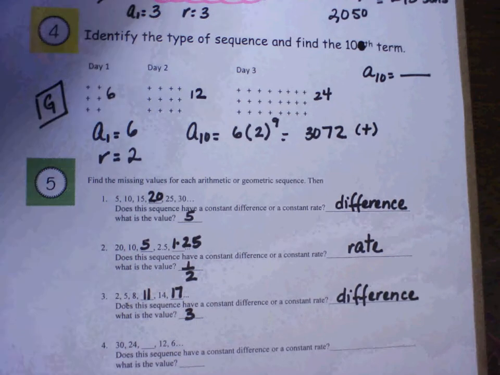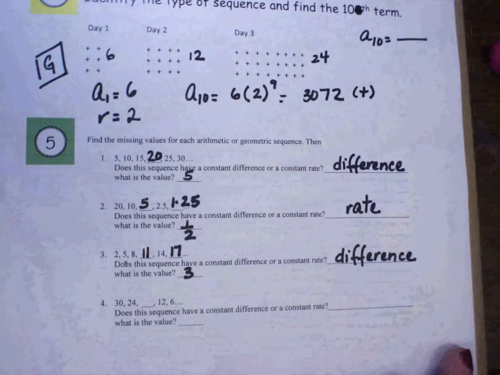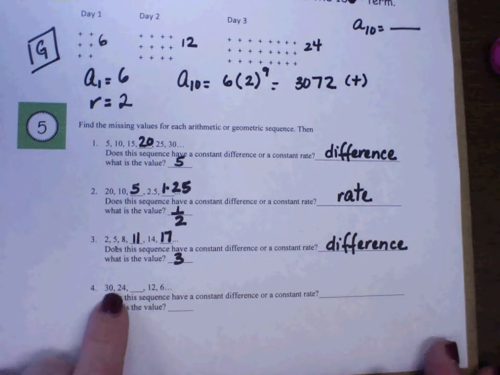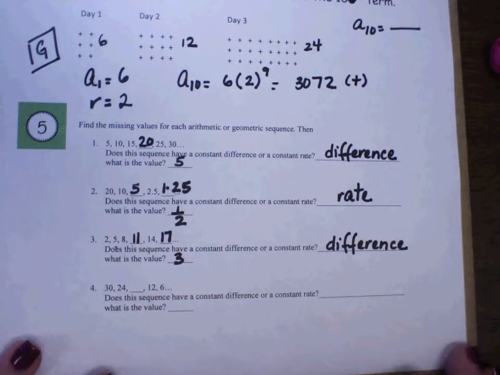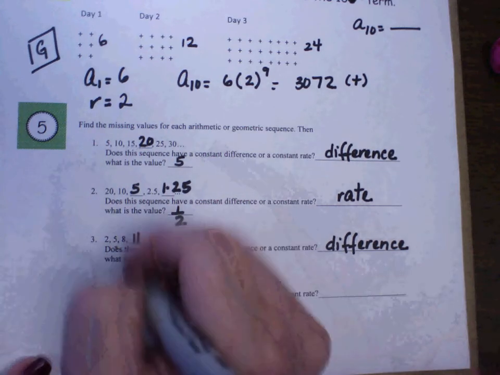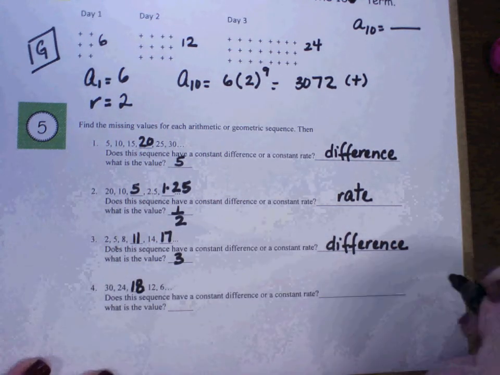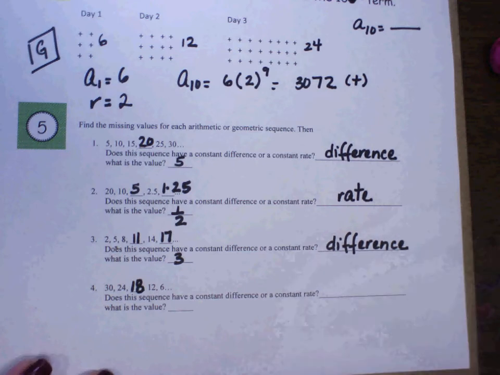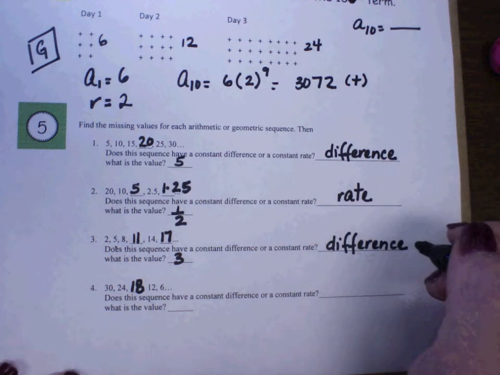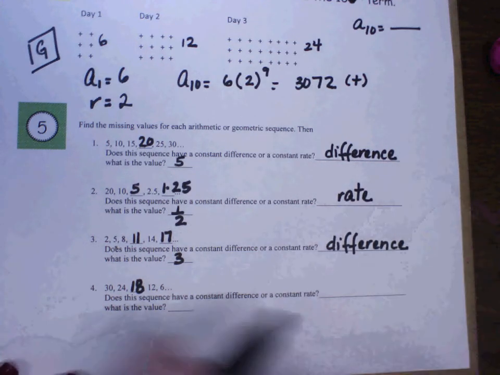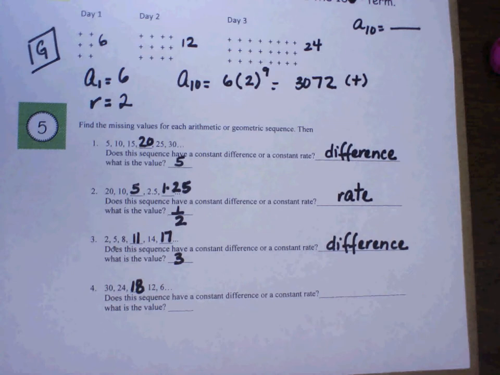All right, next one. 30, 24. What did you say? 18. Very good. 12 and 6, right? Think about what you did to those numbers. Is it a constant difference or is it a constant rate? So you're multiplying? 30 times what gives you 24? Oh my God, if you do it, Nobel Prize for you. Come on. It's not a rate. You're taking away how many? 6. So it's not a rate.